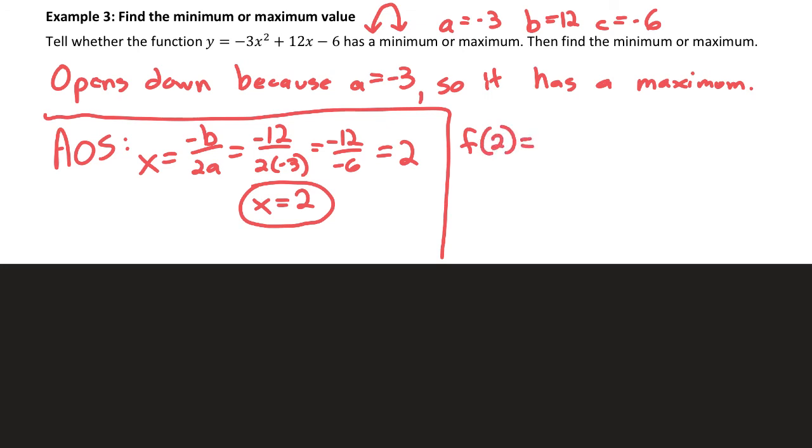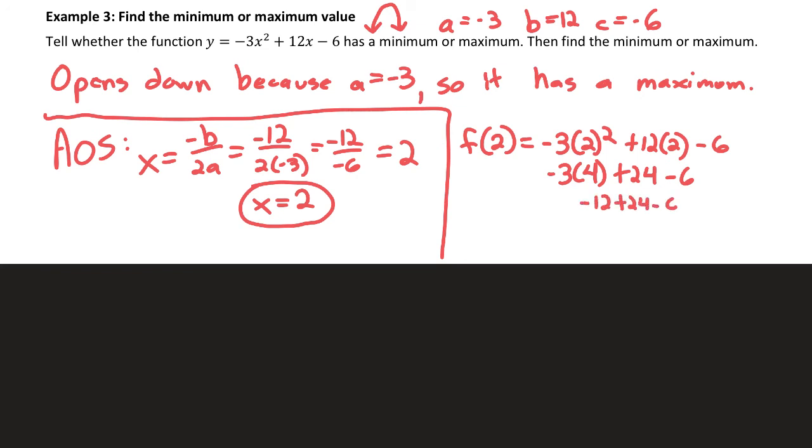That's why I write f of 2, because I know I'm plugging in 2 for x. So this becomes negative 3 times 2 squared plus 12 times 2 minus 6. So this is negative 3 times 4 plus 24 minus 6, negative 12 plus 24 minus 6. That's really 12 minus 6, which in the end is 6. So y is 6. So this function has a maximum of 6.